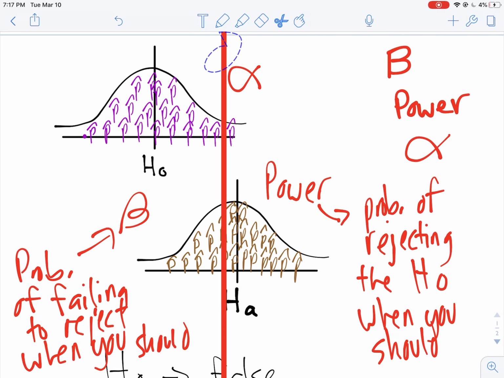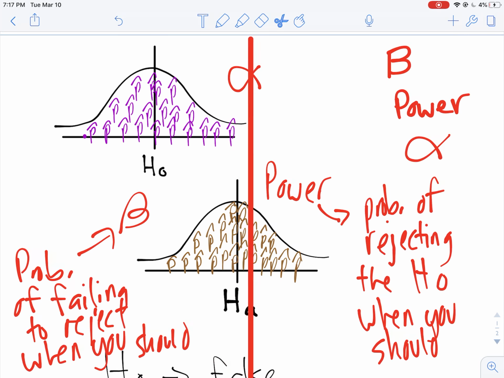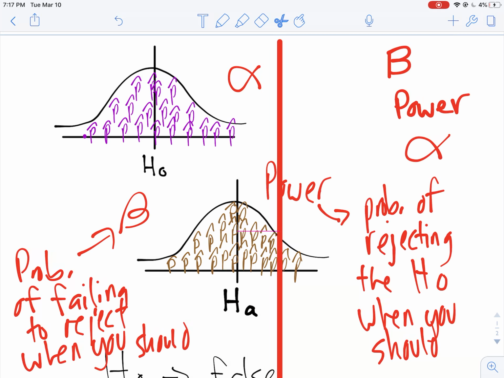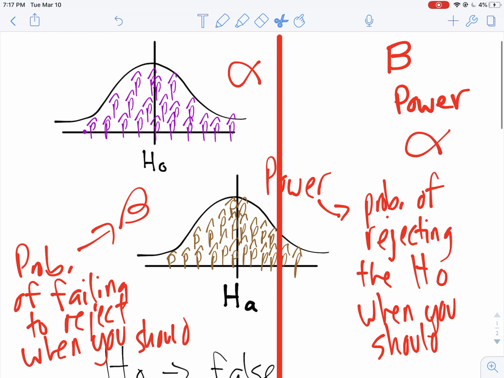So again, just to have that visual again, increase the significance level, beta gets smaller, power gets bigger. Decrease your significance level, beta gets bigger, power gets smaller. Hopefully this helps you a little bit with type 1 and type 2 errors, and again, beta, power, and significance levels.